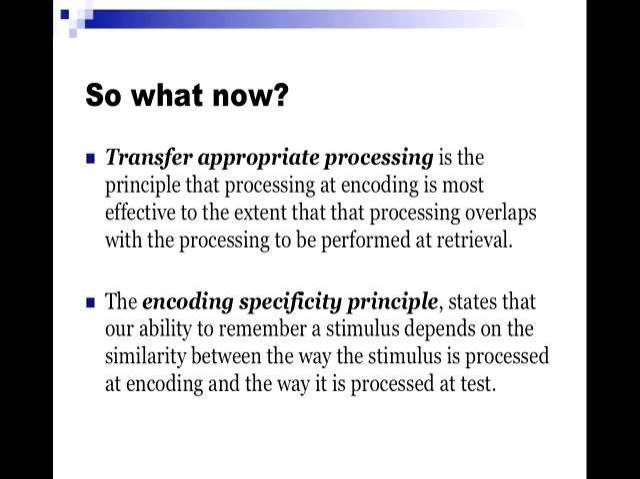So the way you processed it in encoding should be the same way you process it at retrieval to pull it back out. So in my example of categories versus capital letters, if I encoded it as a category, I'm going to remember it better if you ask me about categories. If I encoded it as capital letters, I'm going to remember it better if you ask me about capital letters. Okay, so the process needs to match. Encoding specificity is about the things outside of you, stimuli.